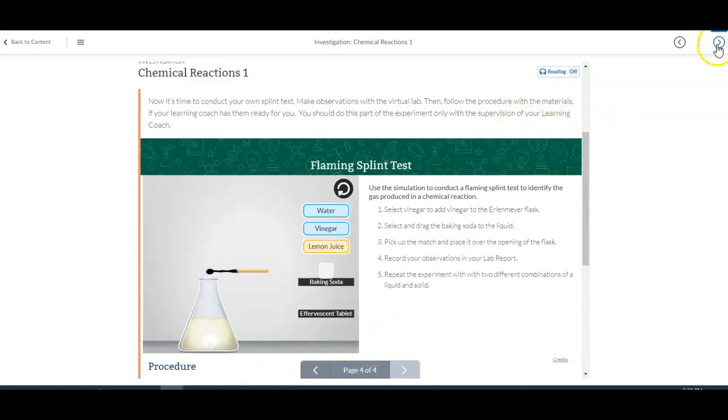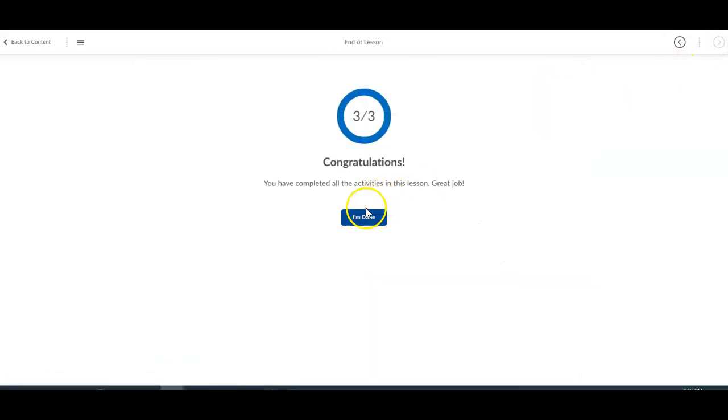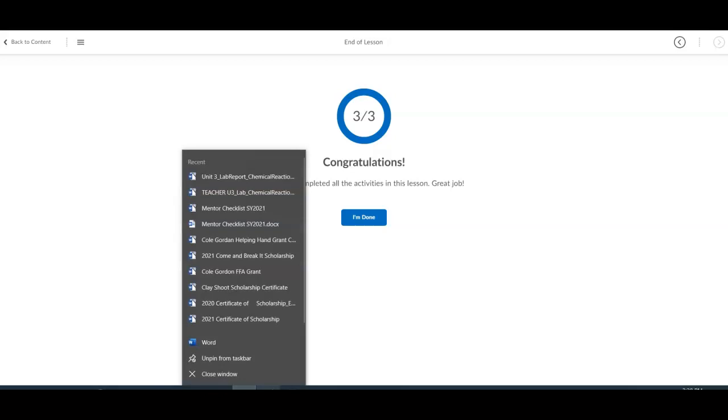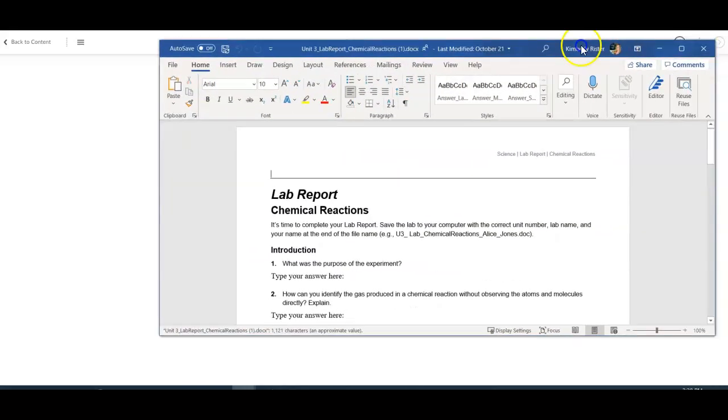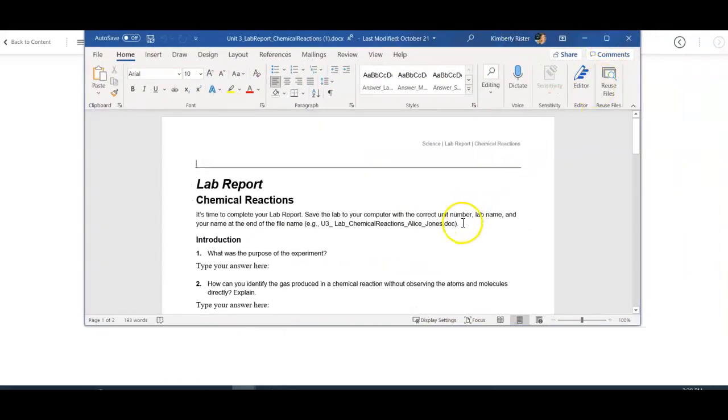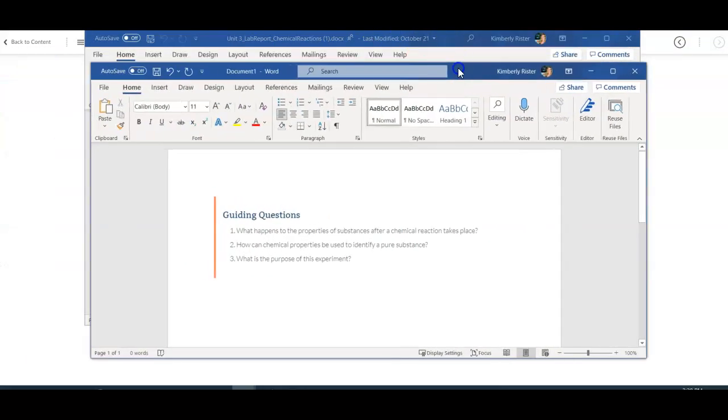Okay, so from here, it tells you, great, you've done the activity, and you need to go through now and take a look at, let's do this report. We want to pull this over and just look through these questions. But if you want to look at the guiding questions, make sure you have those answered in your notes. You've got what happens to the properties we answered.